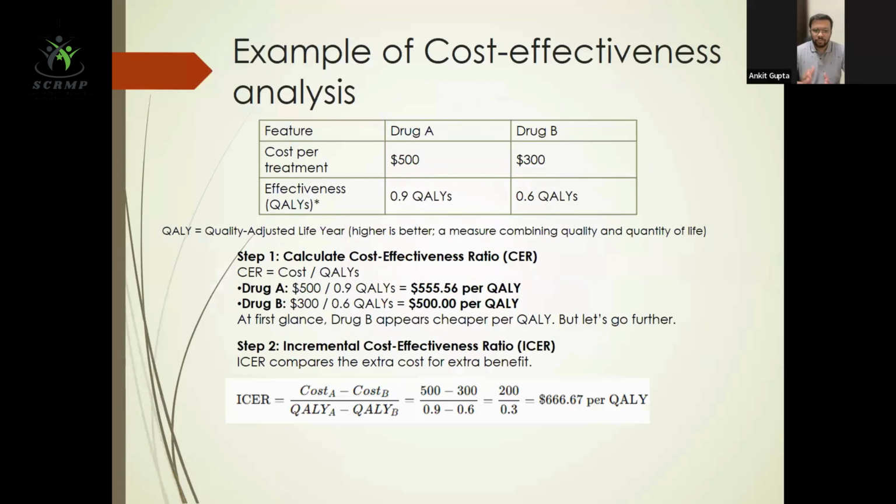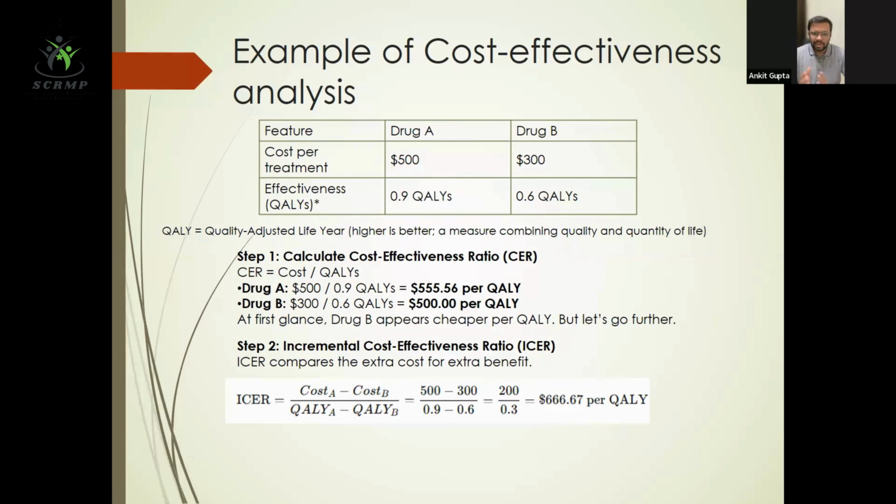Yes. So here you will see we have two drugs, drug A and drug B. Drug A is costing $500 and drug B is costing us $300. So this is the cost per treatment. But another thing, QALY stands for quality adjusted life year. It is a measure which combines the quality and the quantity of life. Again, it indicates how the quality of life of the patients is. So for our simplest understanding, let us consider the higher the value of QALY, the better it is. So drug A is giving us 0.9 QALYs, drug B is giving us 0.6 QALYs.